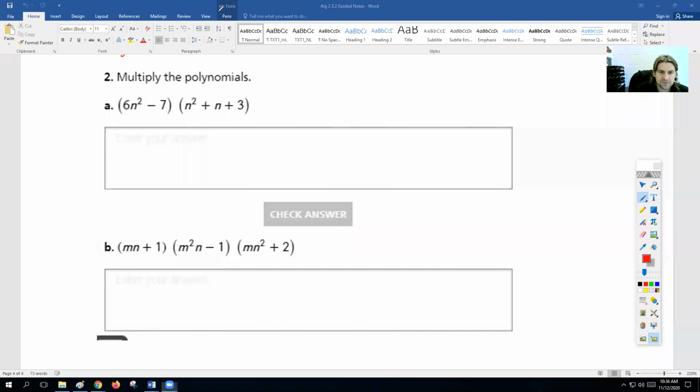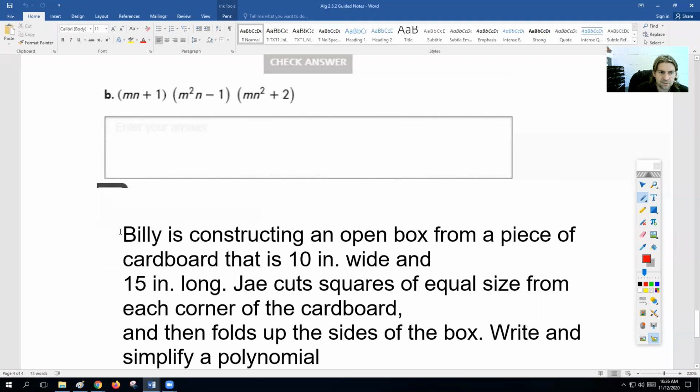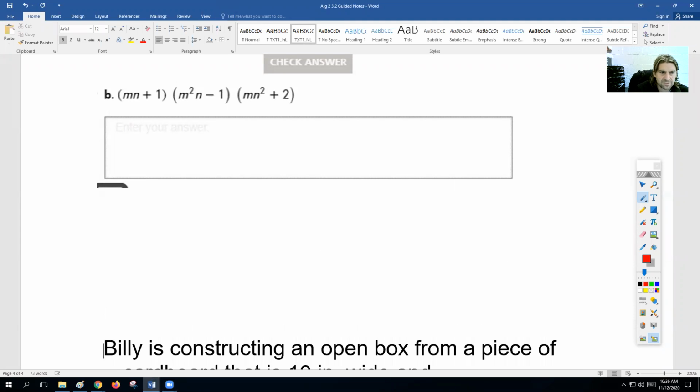All right, I'm going to scroll down this one here, try to get some room. You know what I'm going to do? I'm going to give us a lot of room here.